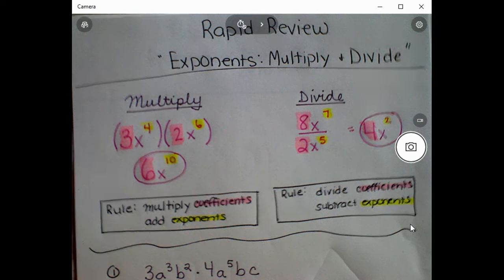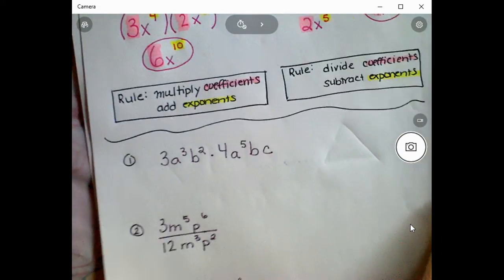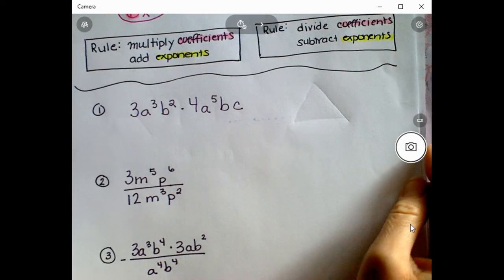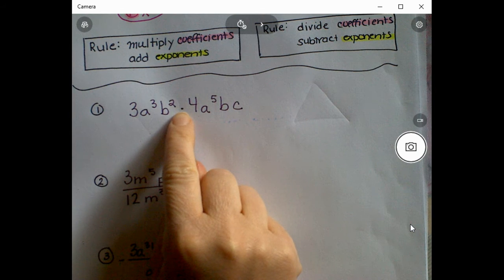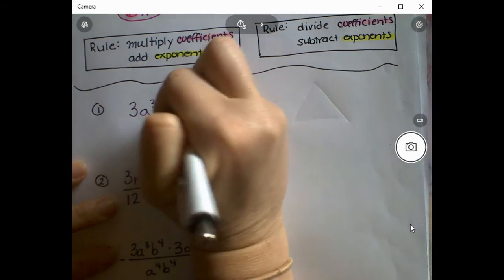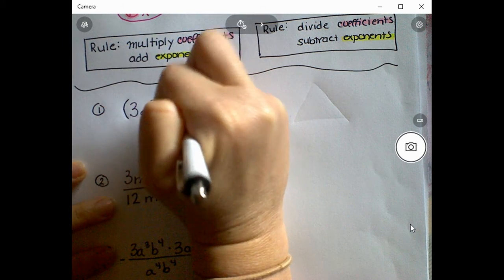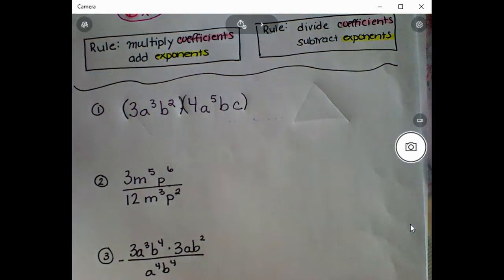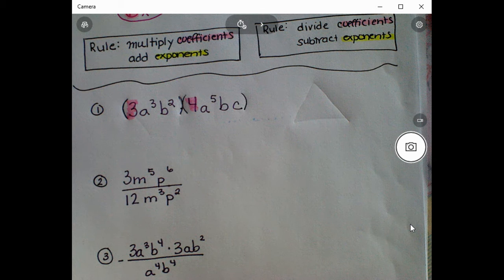Okay, so we're going to do 3 examples together, and hopefully that will be good to refresh your memory of exponents. So, first one. This is a multiplication problem. That dot means multiply. Sometimes you might also see it with parentheses around both, like you saw above. The rule is to multiply the coefficients. So in this case, the coefficients are 3 and 4.